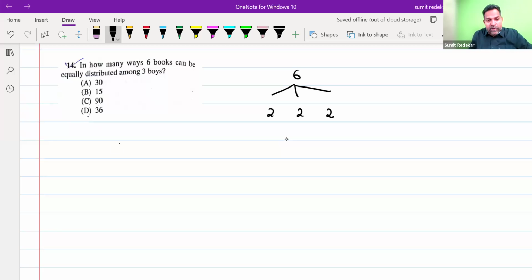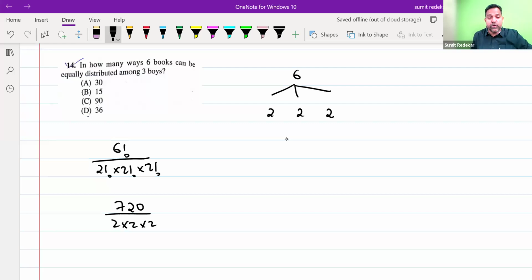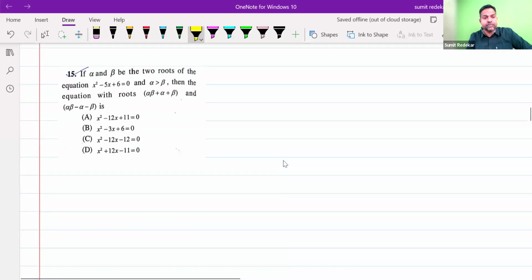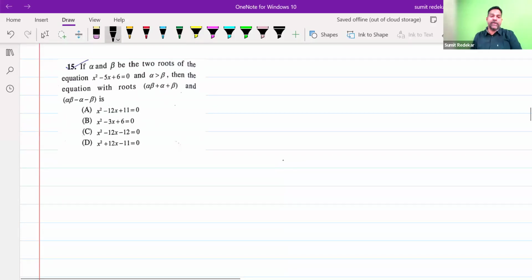So the number of ways of doing that is 6 factorial upon 2 factorial, 2 factorial, 2 factorial. That's 6 factorial, which is 720, divided by 2 into 2 into 2, which is 8. 720 divided by 8 is 90, since 8 nines are 72. So the answer is 90 ways of distributing the books. That is question number 14. Moving on to question number 15.